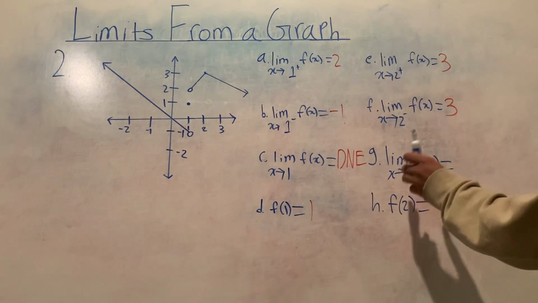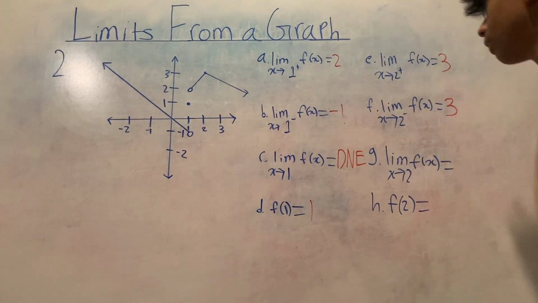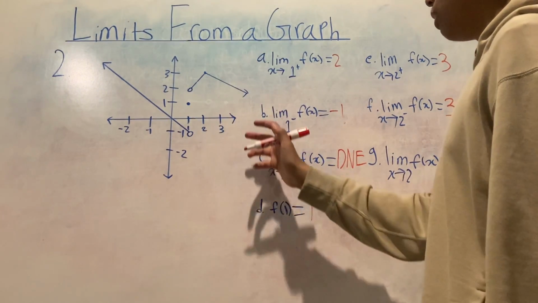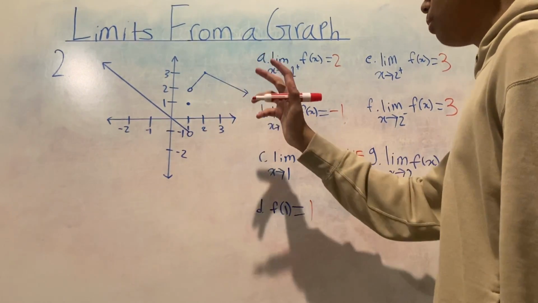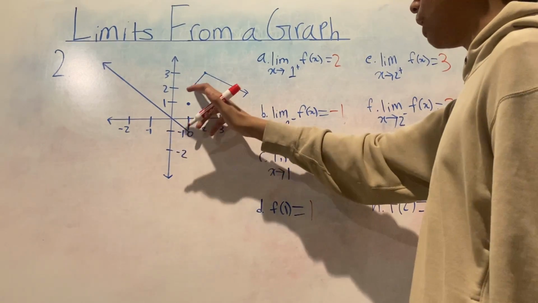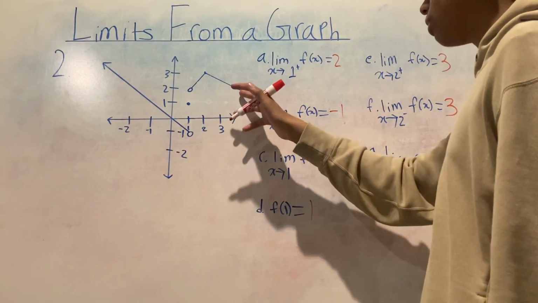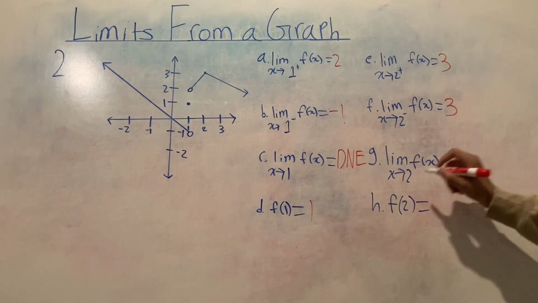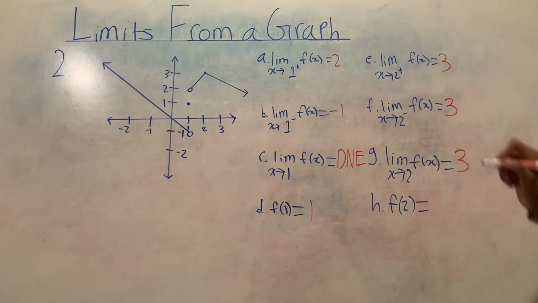And now limit as x approaches 2, this will be 3 again because the definition of a limit, it has to approach the same point from both sides and be equal. And you see how when it approaches from the left, it gets to 3. And when it approaches from the right, it also gets to 3. So we can say the limit as x approaches 2 is 3.